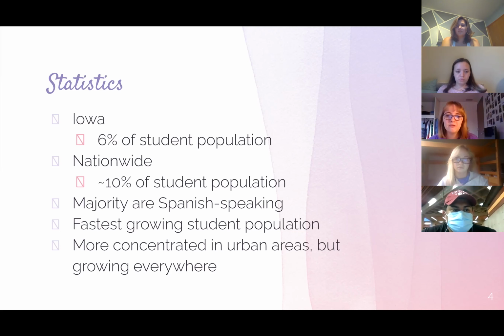So it is pretty realistic to say that no matter if you are teaching in small town Iowa or bigger city Iowa, it is likely that at some point in your career you will have a student that is ELL. So even if you think this isn't going to be super relevant to you, there is a good chance that at some point it will be. So just keep that in mind.